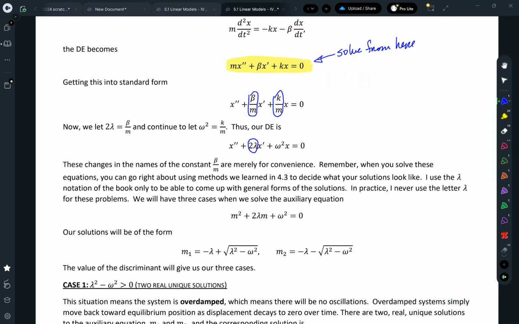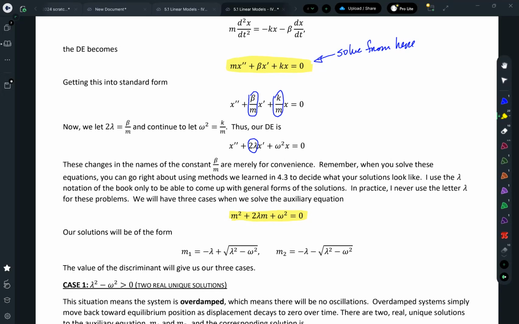And so when we make that change and then we solve using the quadratic formula on the auxiliary equation, where m has been introduced again, but m is not the mass, m is the root, the variable in the auxiliary equation. Our solutions are going to be of the form m1 and m2 are both equal to negative lambda, but then there's this plus or minus the square root of lambda squared minus omega squared.